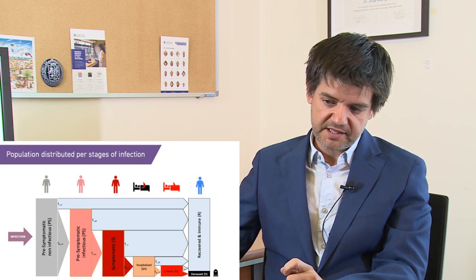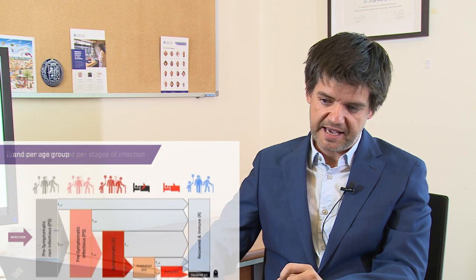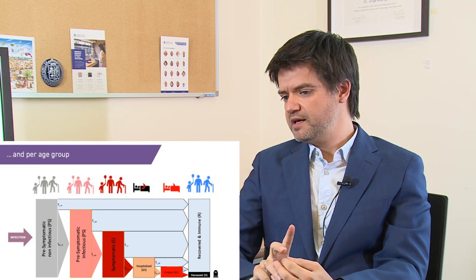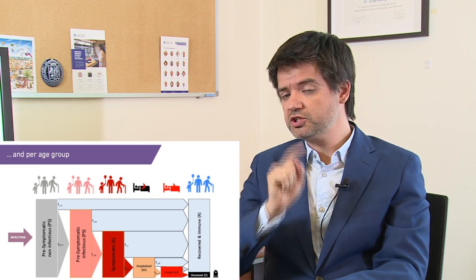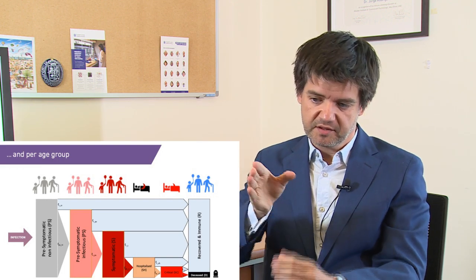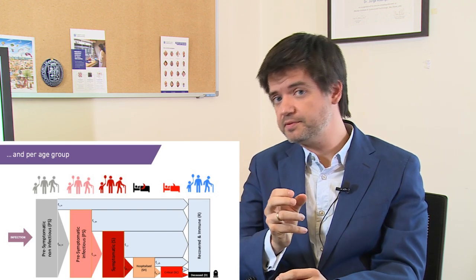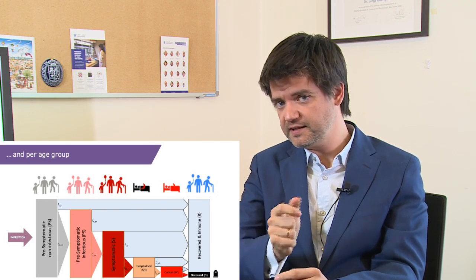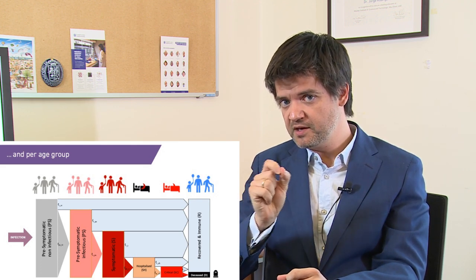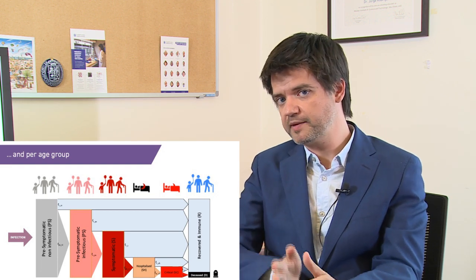A main difference that provided very interesting results was that we decided to do this by age group, which I'm showing in the next slide. We did the grouping of individuals not only by which stage of the infection you belong to, but also by your age group. And that was very important because from the beginning, it's very clear that the impact, severity and mortality of COVID-19 is very different for old people or for young people.